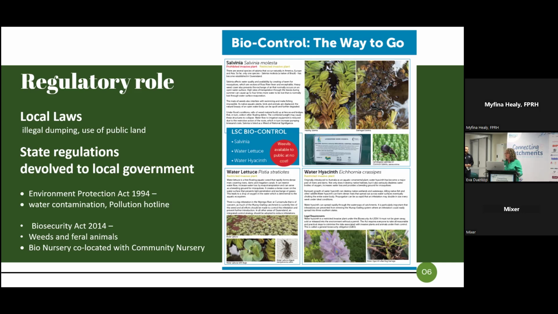The Biosecurity Act is another one where we're quite responsible for how that act is implemented. So for weeds and feral animal control. And I've just illustrated one of the approaches we have is in biocontrol, especially for water weeds. This is a fantastic approach. Biocontrol, as you well know, operates 7 days a week, 24 hours a day. It is the most cost-effective approach where we are finding it's having good results. So we do have a biocontrol nursery.